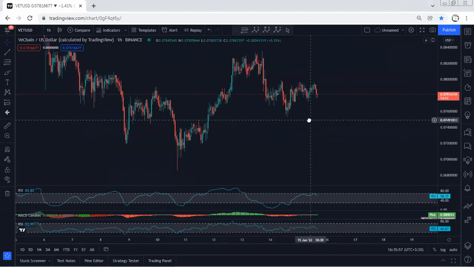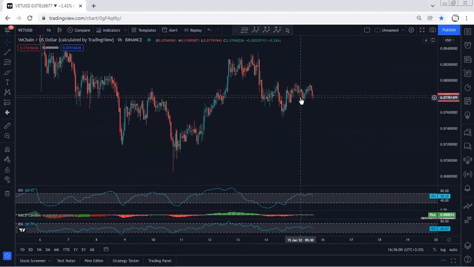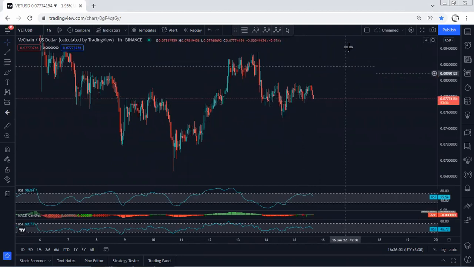We're looking at this correction. We want to see whether we can get an opportunity for buy. And in this case, we just follow the chart. If I see any update, I will share.